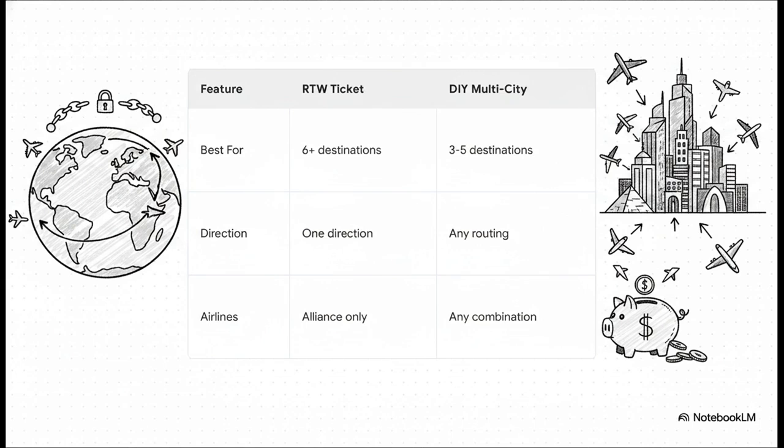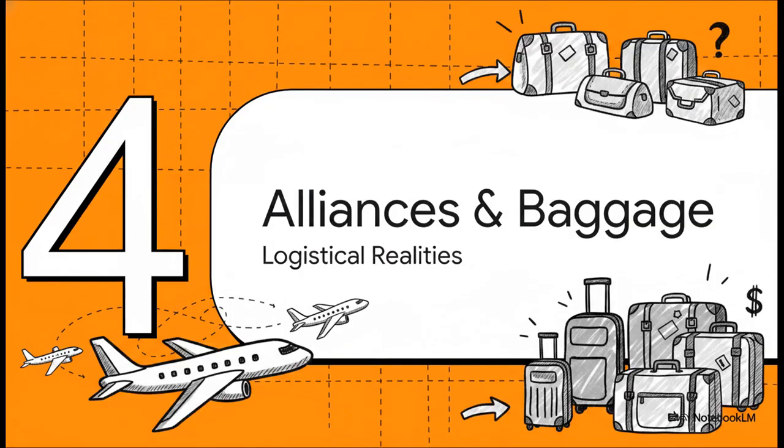For a more typical trip, maybe 3 to 5 destinations over a couple of weeks, your DIY multi-city booking is infinitely more flexible. You can use any airline combo imaginable, and frankly, it's often way cheaper. Next up, Section 4, Alliances and Baggage Rules.